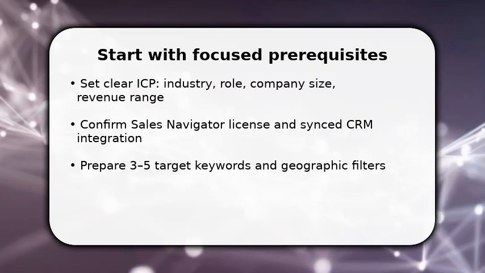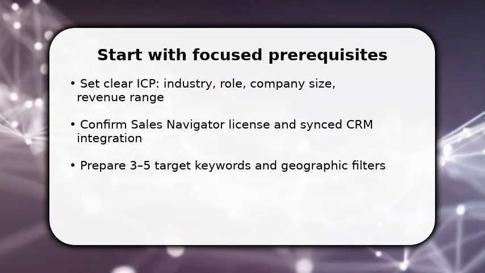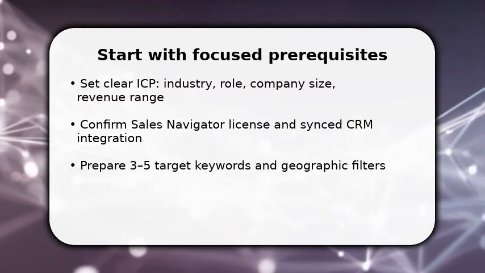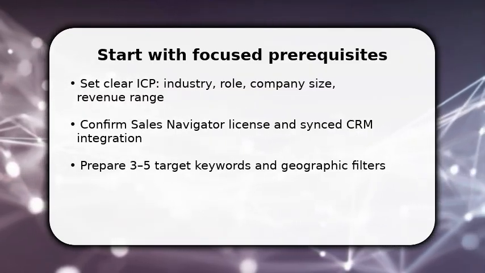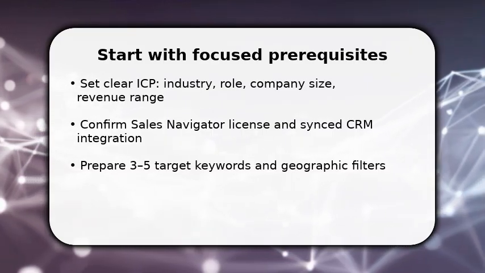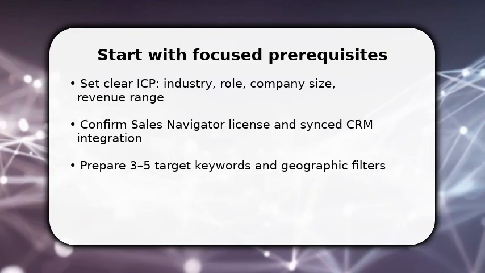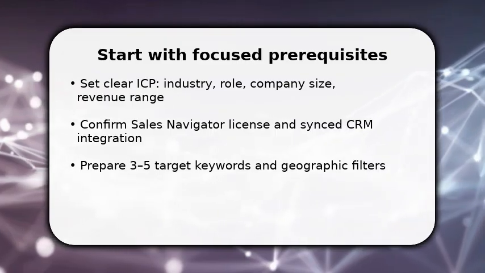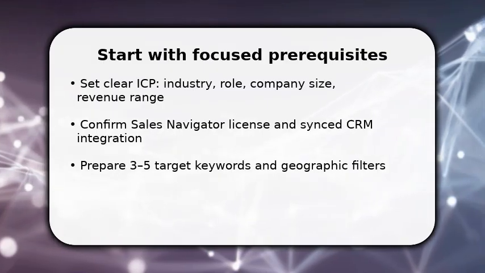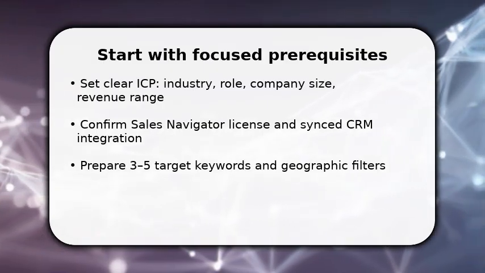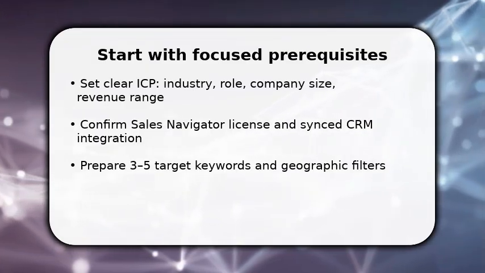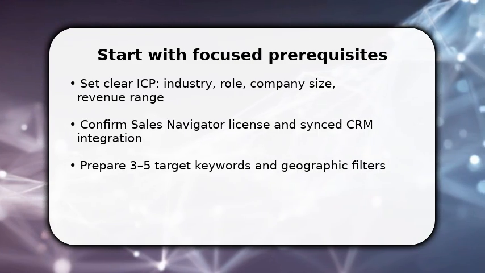You begin by defining exactly who you want. Be specific about industry, role, and company size so searches return actionable prospects. Once done, open Sales Navigator and verify your license and CRM sync to capture leads automatically. Next, input 3-5 target keywords and select geography to narrow noise. Make sure to save this as a search. You'll move faster when your prerequisites are tight, and this prevents time wasted on irrelevant profiles.